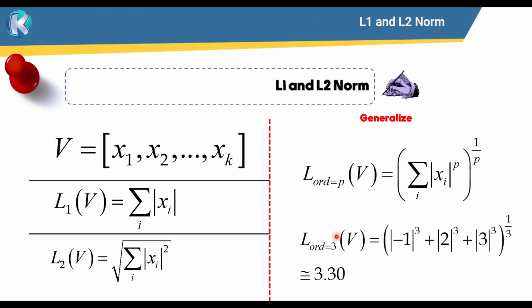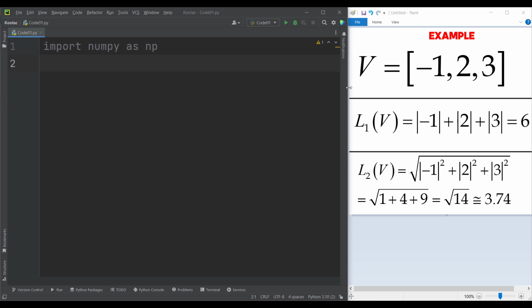For example, if you want to calculate the norm with order equal to 3 of vector v, it is equal to the absolute value of -1 to the power of 3 plus 2 to the power of 3 plus 3 to the power of 3, and the whole term to the power of 1 divided by 3, which is approximately equal to 3.30.